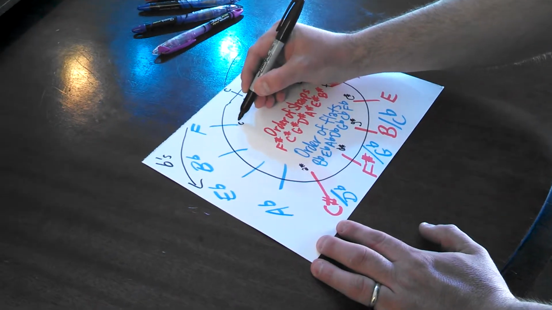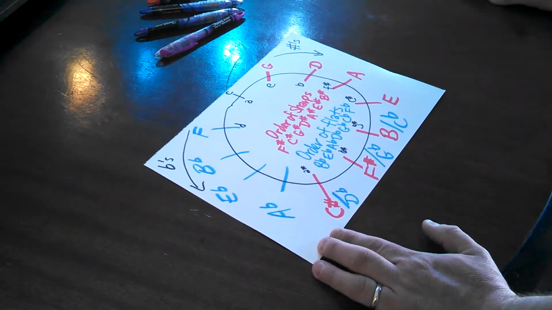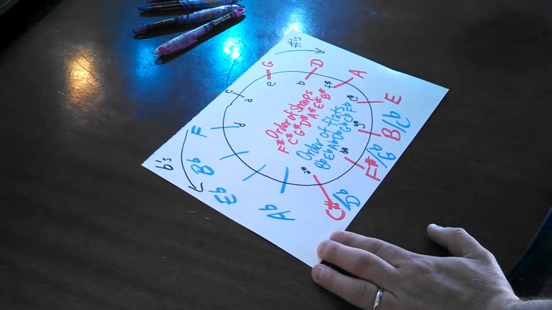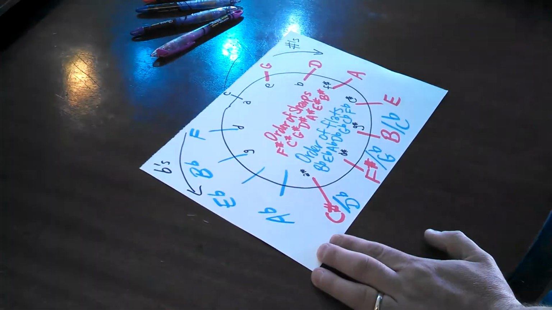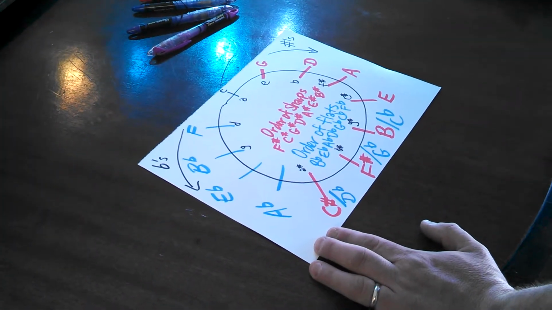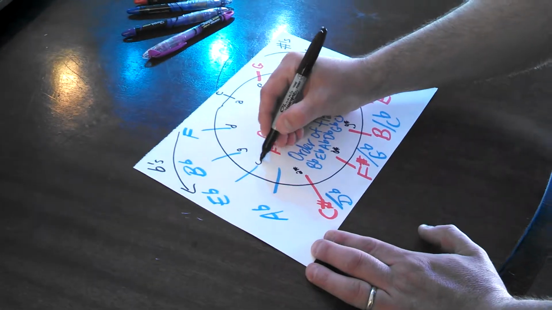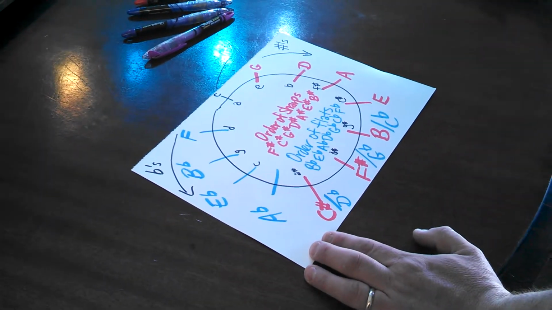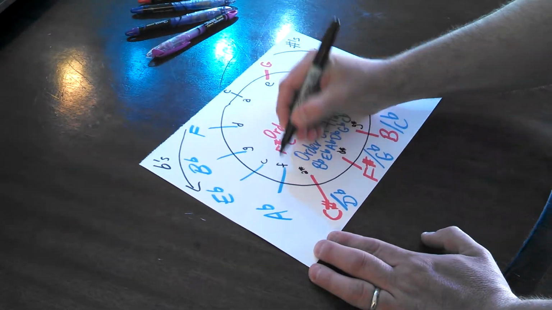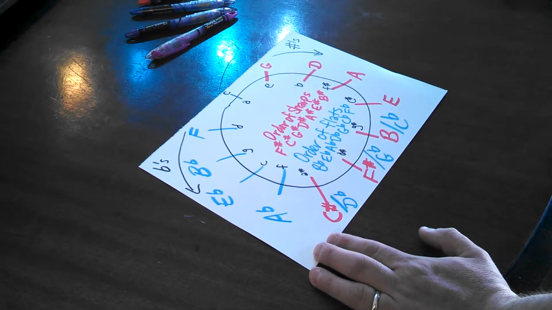Over here, we've got the flat keys. D minor and F major are relative to one another. G minor and B flat major are relative to one another. C minor and E flat major are relative to one another. F minor and A flat major are relative to one another.